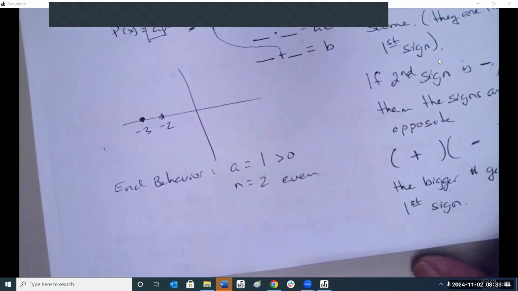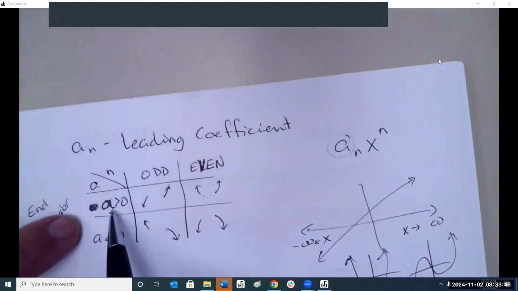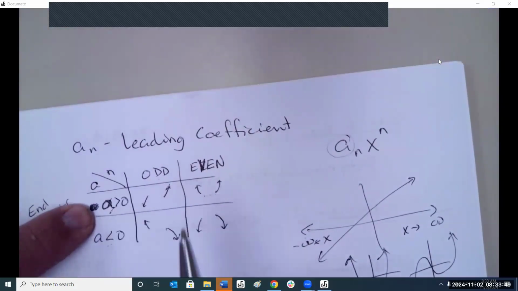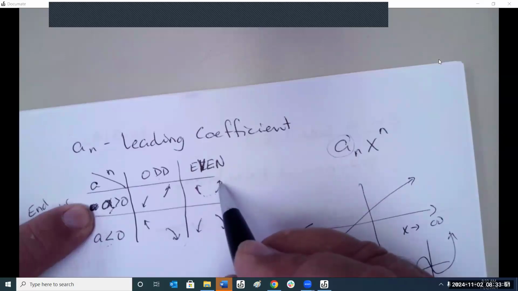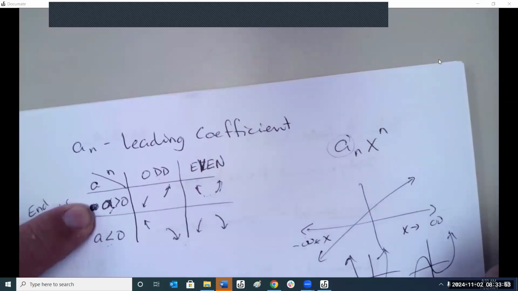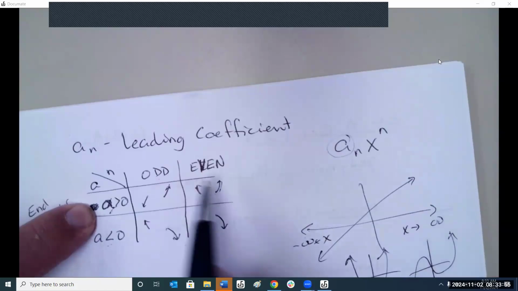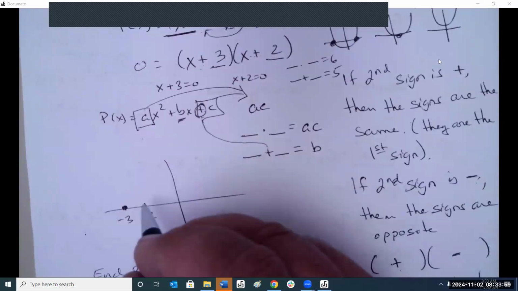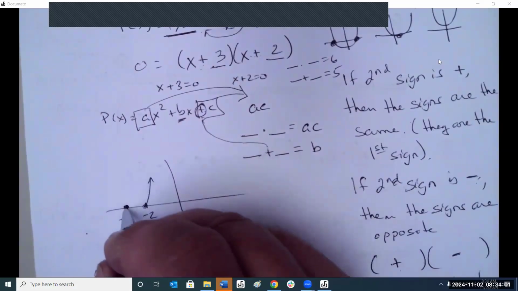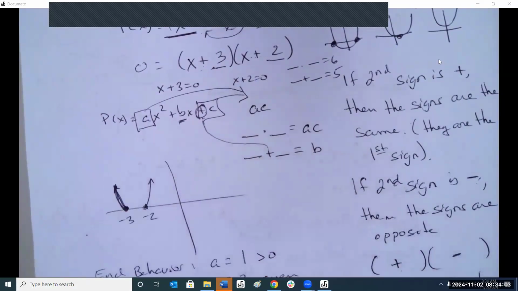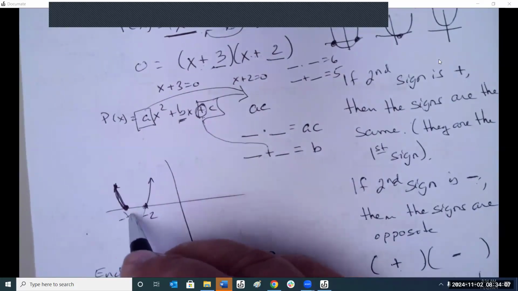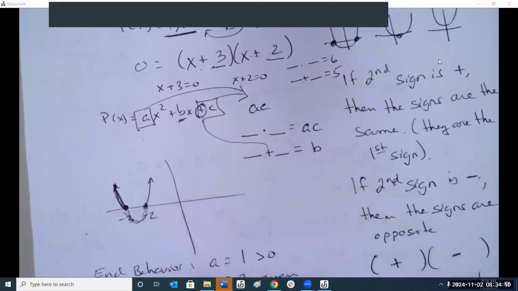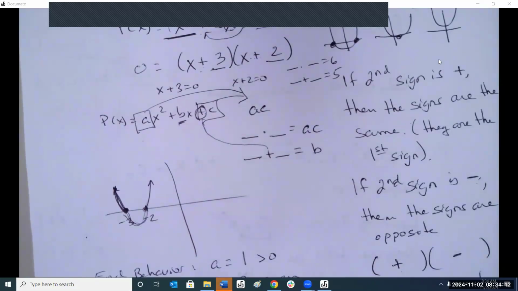Remember our chart we had up on top? If A is positive and N is even, that means both ends point the same direction. They both point up. That's what this chart tells us. So since these are the only intercepts we have, we know that the graph will go up from those endpoints, and the rest of the graph has to go below there.